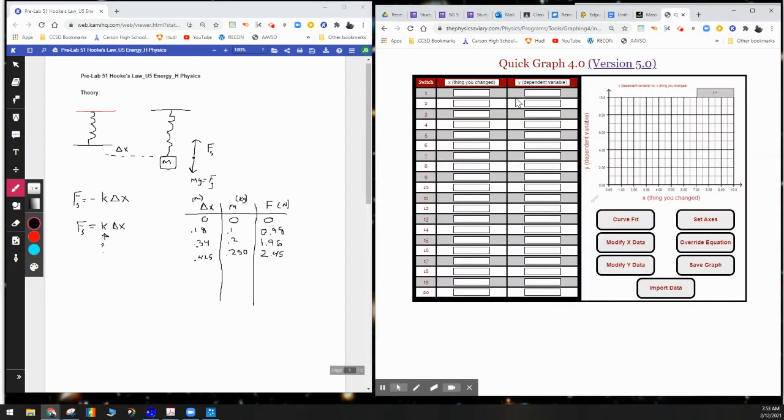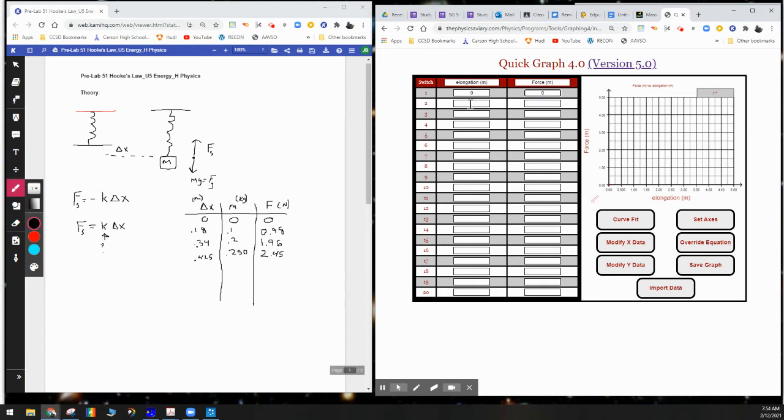Let's go to a quick graph here. The thing that I'm changing here we'll call elongation, in meters. You can say stretch or elongation. And here we'll say this is the force. All right, so the first point is going to be 0, 0.